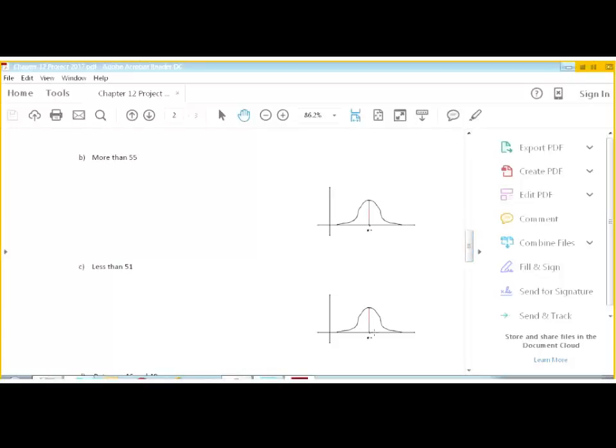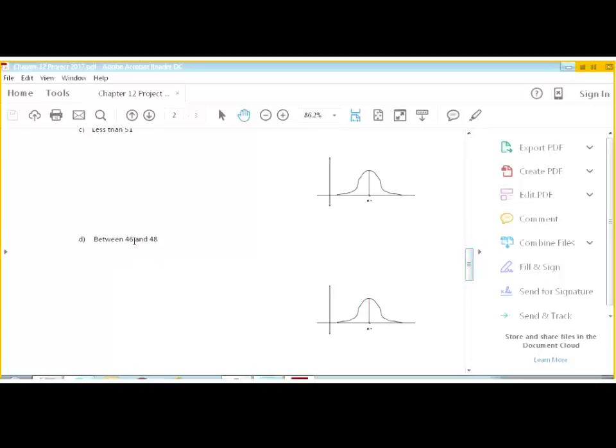Here's less than 51. Well, 51 is going to be here. So you're going to take 0.5, which is everything on this side, plus the little bit between 50 and 51. So you'll add 0.5 plus a little area that you'll get. So that's how that one works.